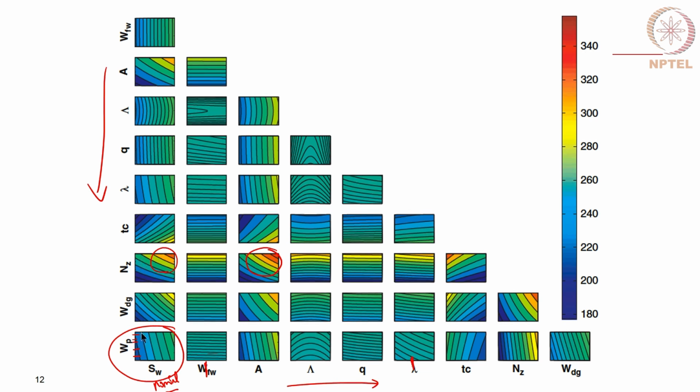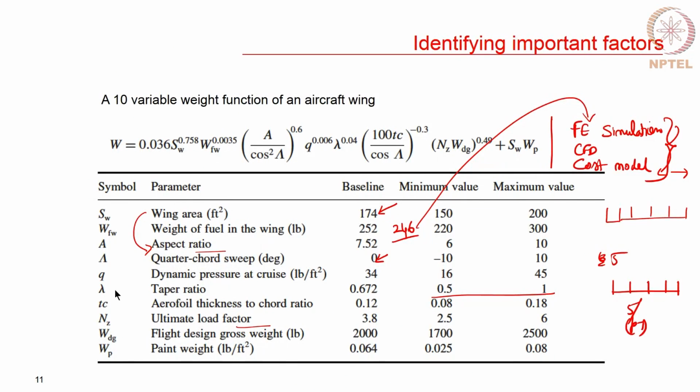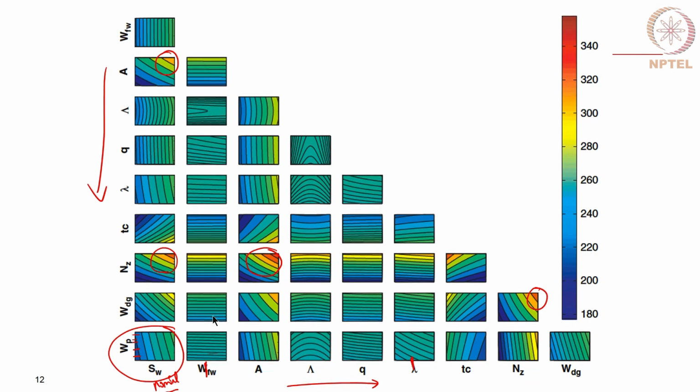So, let us say that this SW was also related to my aspect ratio. There was a relationship, and this one is WDG and NZ. WDG is flight design gross weight, which has an effect on the ultimate load factor, obviously, because these aircraft involve structure-fluid interaction. So, it will have a direct or an indirect effect on the weight per se. So, you can get a basic idea, and then you can say that these are the interactions that I am interested in, or this one does not have a direct effect.